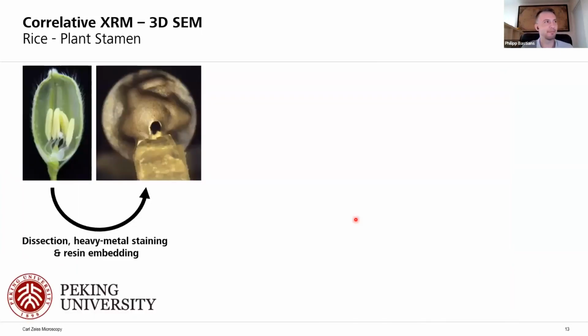Here's another example, and I'm pretty sure I'm running out of time, where we're also often facing the challenge that we want to go for a specific location in the sample.